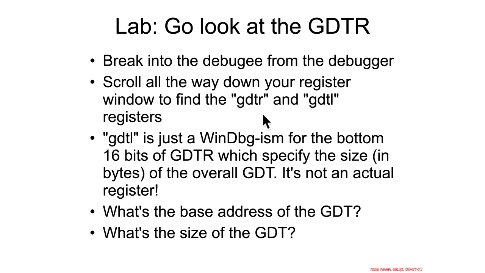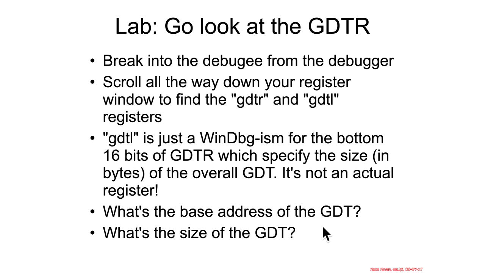So let's go ahead and just go into the debugger and look at the GDT register. Now, it turns out that there's a WinDbg-ism in that although the register itself is 10 bytes big, WinDbg actually sort of breaks up your view into it. What they call the GDTR is actually only the upper 64-bit base address, and what they call this sort of pseudo register GDTL is the lower limit address. So let's go ahead and look at that.